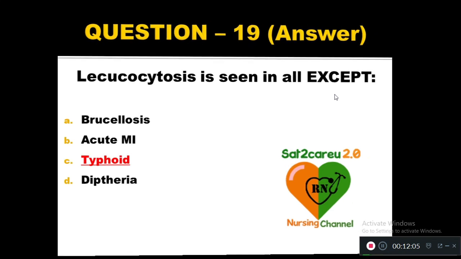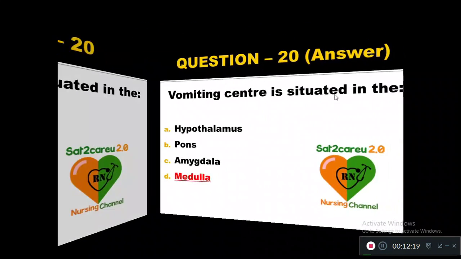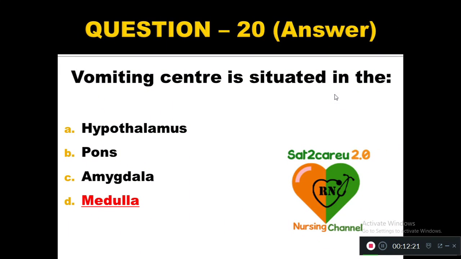Question number 20. Vomiting center is located in the A. Hypothalamus, B. Pons, C. Amygdala, D. Medulla. The right answer is medulla, in which vomiting center is situated.